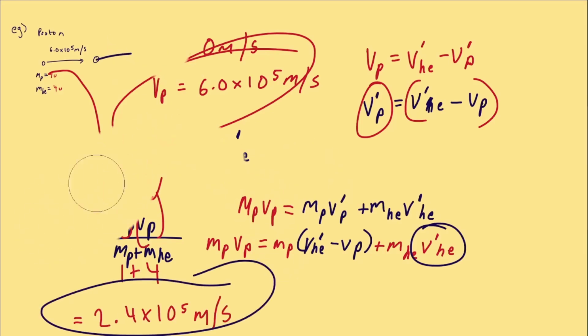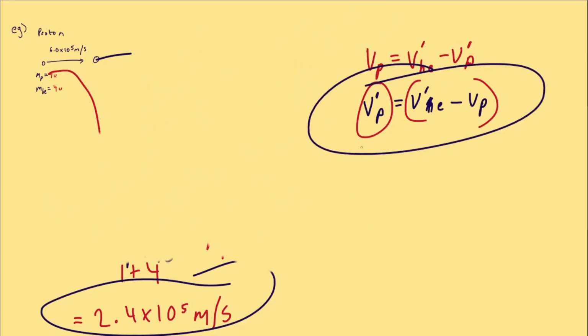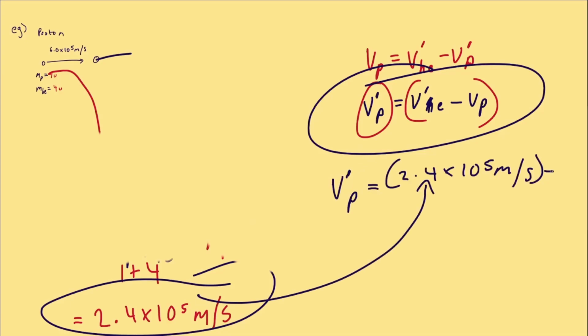Now what about the velocity of the proton after the collision? Let's use our formula right here, because that's exactly what it solves for. So velocity of the proton after the collision is this minus the initial velocity, which we already knew from the start. That gives you this, negative 3.6 times 10 to the 5 meters per second.